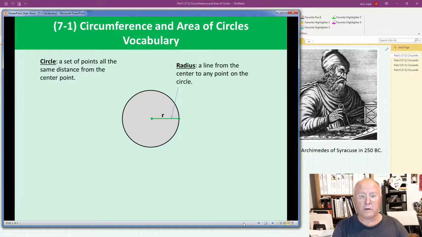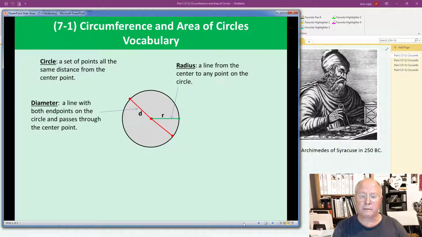Okay, following on to that is what we would call the diameter. A diameter is a line that goes from one edge of the circle to the other edge of the circle and passes directly through that center point. Now if you notice, you can draw lines through that circle all over the place, and lots of them will go right through that center point from one end to the other. They are all the diameter.